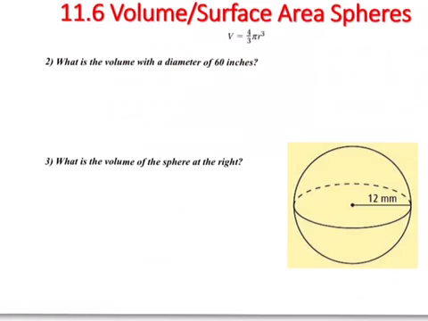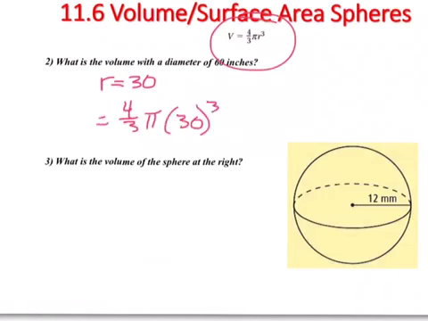In this problem, what's the volume of a sphere that has a diameter of 60 inches? Well, if the diameter is 60, then the radius is half of that, so that's 30. So that's the number we're plugging into our formula right here. So plugging that in, you'll have 4/3 pi times 30 to the third. So when we do that calculation, we will get 113,097.3.